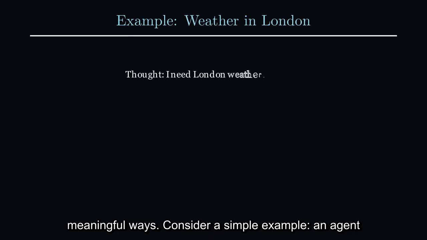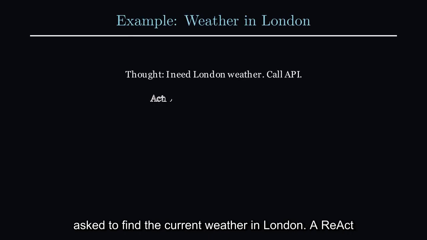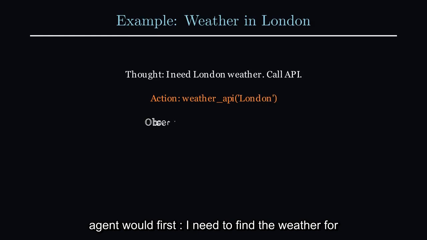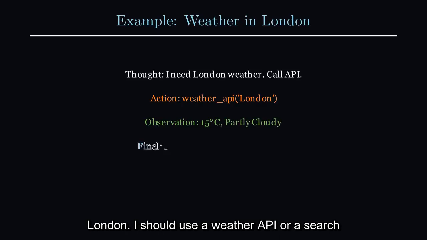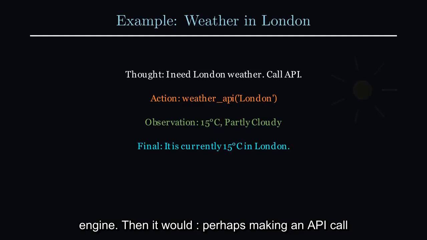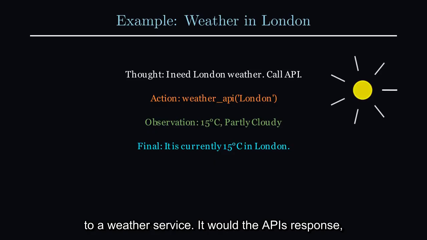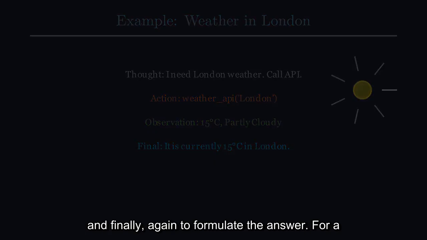Consider a simple example. An agent asked to find the current weather in London. A ReAct agent would first reason, I need to find the weather for London. I should use a weather API or a search engine. Then it would act, perhaps making an API call to a weather service. It would observe the API's response, and finally, reason again to formulate the answer.